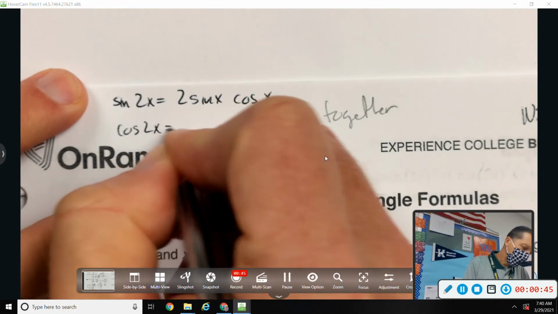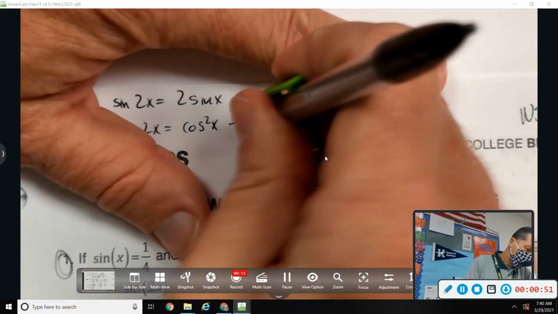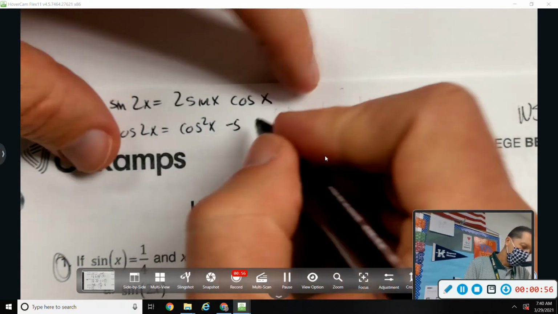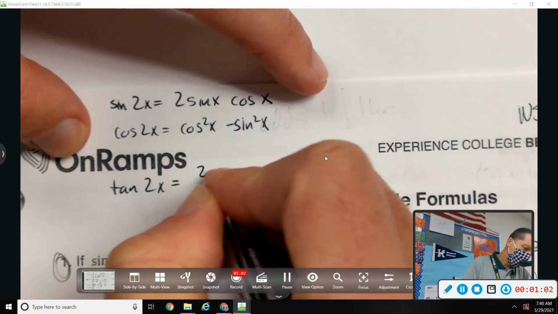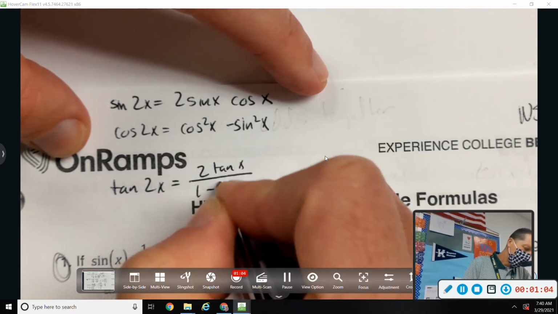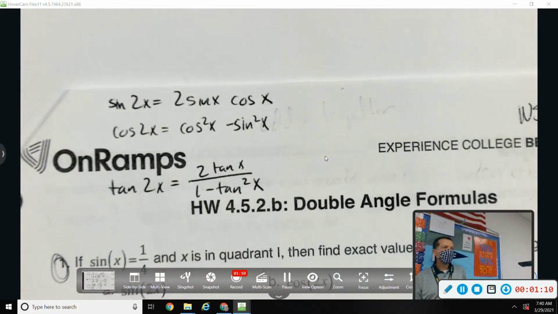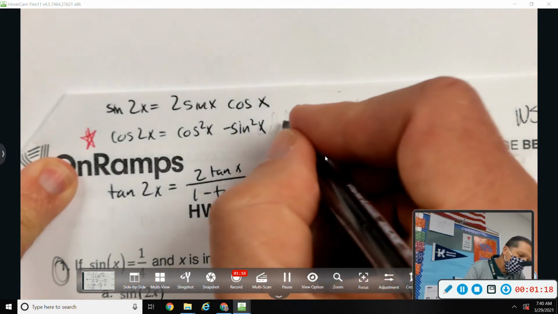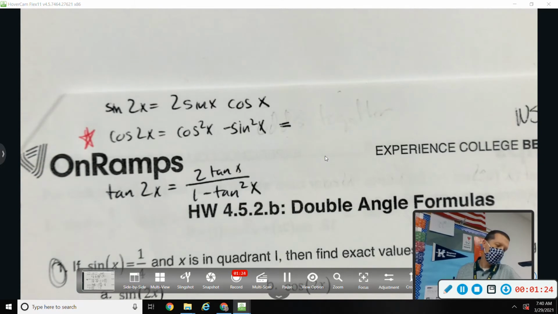Cosine of 2x is cosine squared x minus sine squared x. And tangent of 2x is 2 tangent x over 1 minus tangent squared x. Again, we already know those, but rather than have to flip around and find them, just have them right there in front of us. The only thing we're going to add today is to mess with cosine of 2x a little bit, which is what was going on in number 6 and number 7.